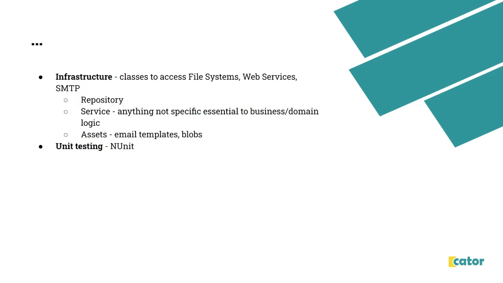Then we have the layer which is the infrastructure. This has classes to access the file system, web services, SMTP, and any repository code, which means if we want to write some Entity Framework stuff, we have to put it here. And as well, obviously, the unit testing.